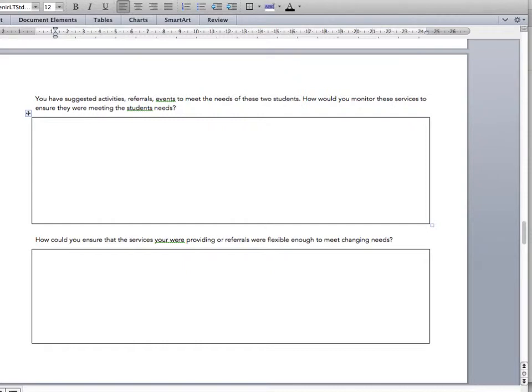And then the second part of this is, how would you ensure that the services you're providing were flexible enough to meet the changing need? And this is where we really need to observe the student, find out if there are actually changing needs, and then have contingencies in place to meet those changing needs. So that might be actually ceasing the counselling, or it might be going to a different person, or a different type of counsellor, or a different type of program altogether. So I hope that makes sense.